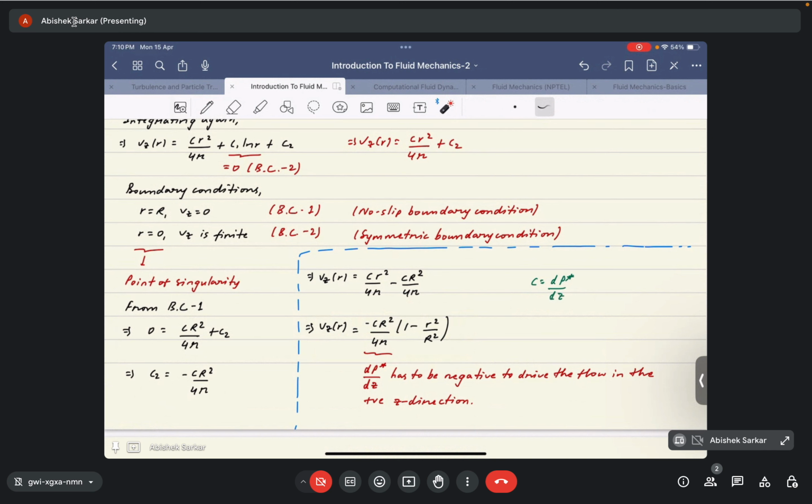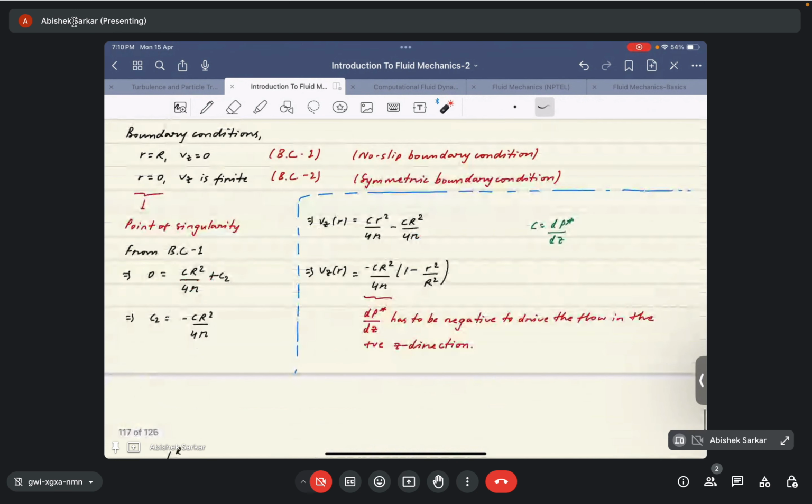Okay, and r square is positive, 4 mu is positive, so the only term that can change the sign of this equation is c, where c is equal to dp star by dz. In order to have a positive value of vz, you can clearly see that dp star by dz has to be negative, because then this minus sign will cancel out that negative sign, and we will have a positive value of vz. That's why, as I have written here, dp star by dz has to be negative to drive the flow in the positive z direction.